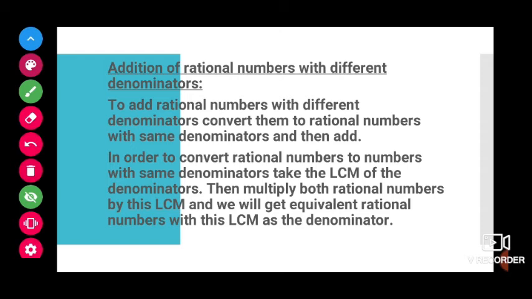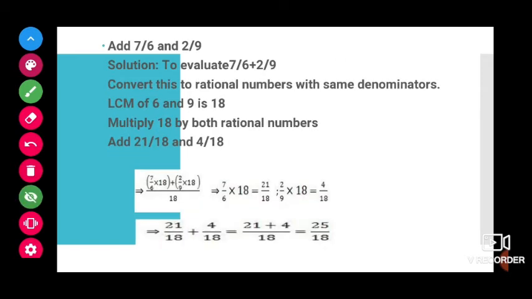If we are having different denominators, here we can observe the example. Here we are having different denominators, 7 by 6 and 2 by 9. In that case, what we have to do, first we have to equalize the denominators. 7 by 6 and 2 by 9. The LCM of 6 and 9 is 18.